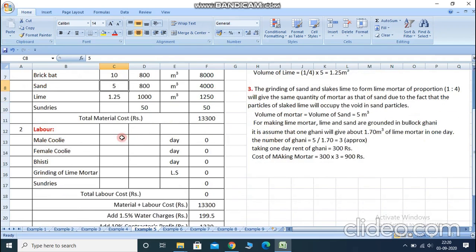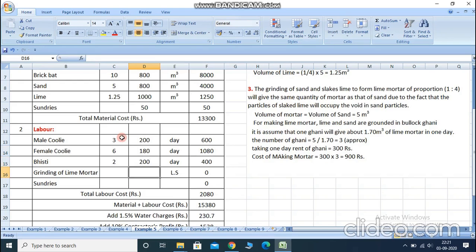Now next we take the labor requirement for BBLC work. The male coolie required for 10 meter cube is 3. The female coolie required for 10 meter cube of BBLC is 6, and the bhisti required is 2. Per day rate as per the textbook value is 200 rupees for a male coolie, 180 rupees for a female, and 200 rupees for the bhisti.